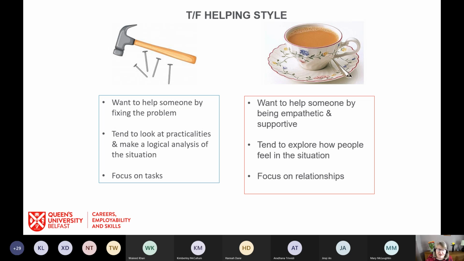Whereas someone with a feeling preference is more likely to want to help someone by being empathetic and supportive, tends to explore how people feel in the situation and focus on relationships. So they'll probably start with the cup of tea, make sure they're okay, and then move on to the practical aspect of things. So it's not that you wouldn't do both of those things, but that you might automatically do them in a different order. The thinking person is likely to deal with the practicalities first, the feeling person likely to comfort the person first. And that was the way it came up in our first two comments. I don't know if that links with your type, with your style or not, but it was a good indication of how it can be different anyway.